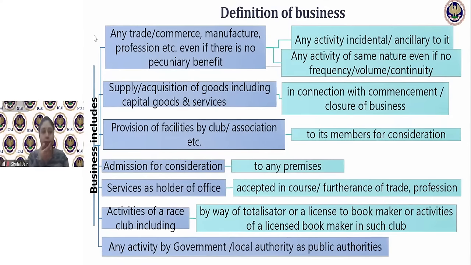Now, supply or acquisition of goods, including, so if you're acquiring any capital goods or services, that is also in course of business. Now, if any activity you are conducting, even once, the definition says that any activity of same nature with lesser frequency or no frequency or volume or continuity. So if you're not doing anything on a recurring basis, even if you have sold something once, that can also be considered in the nature or in course of furtherance of business.